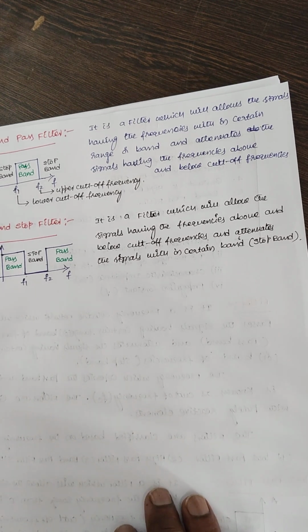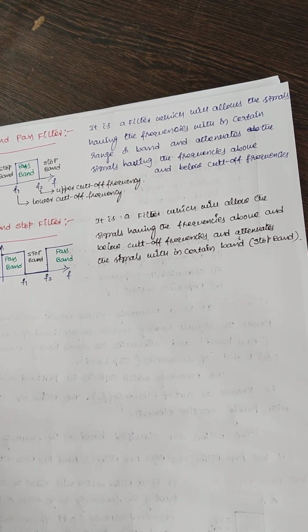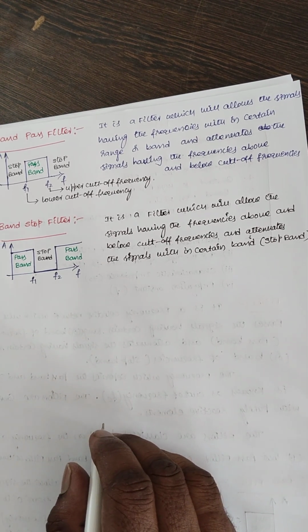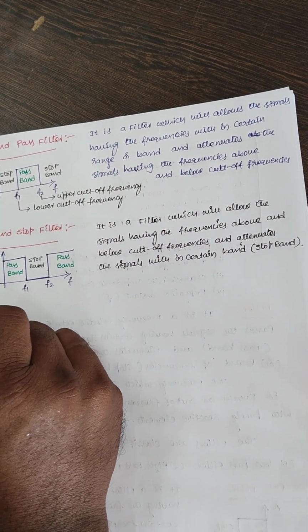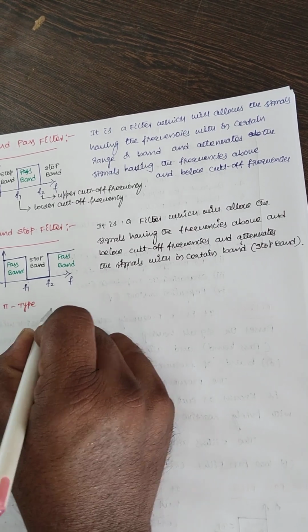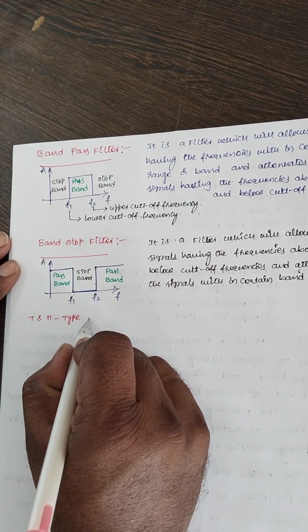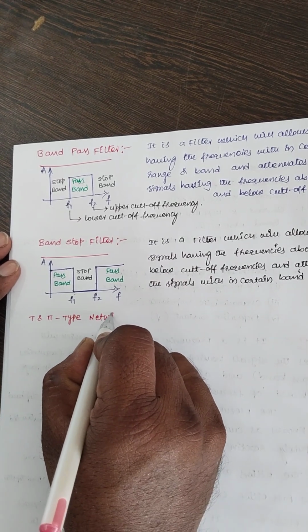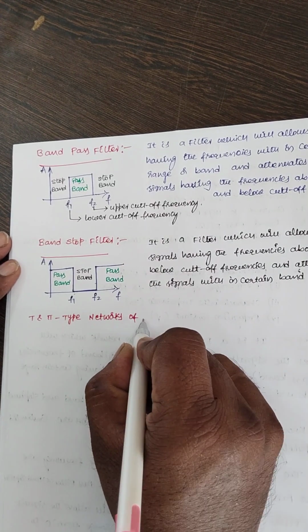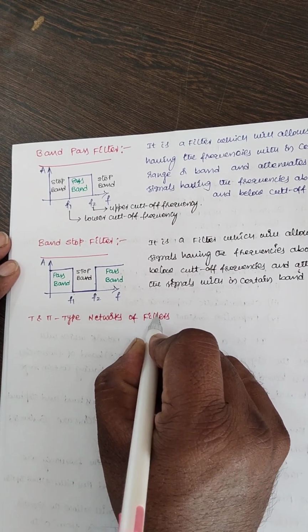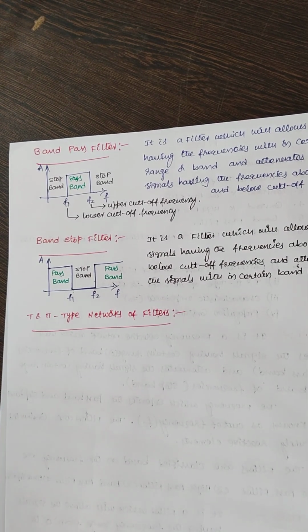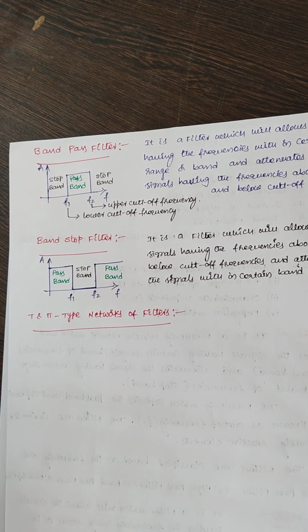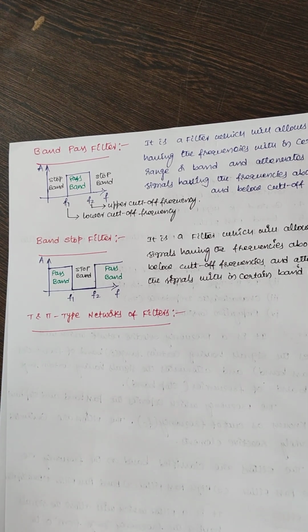Next, the next concept here is T and pi type of networks of filters. So this is the concept. These filters are normally constructed with these types of configurations, that is T and pi type of network.